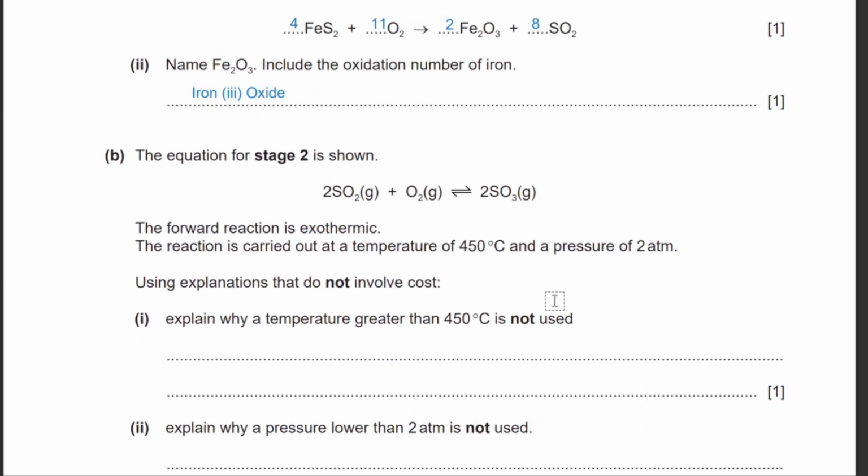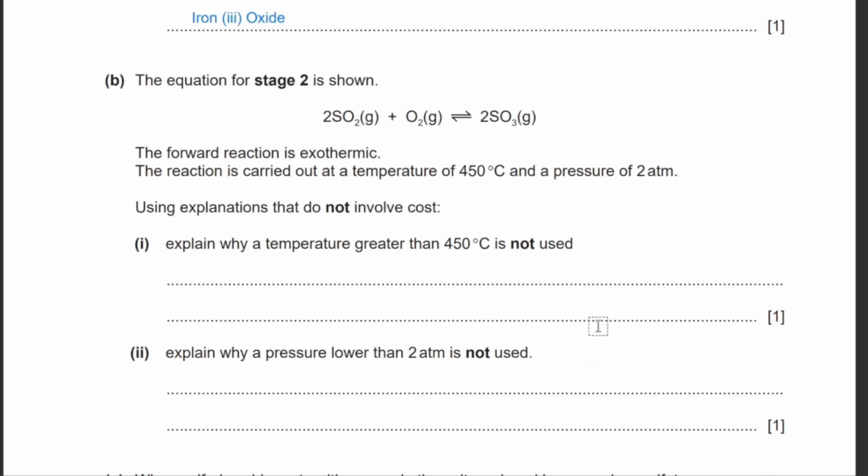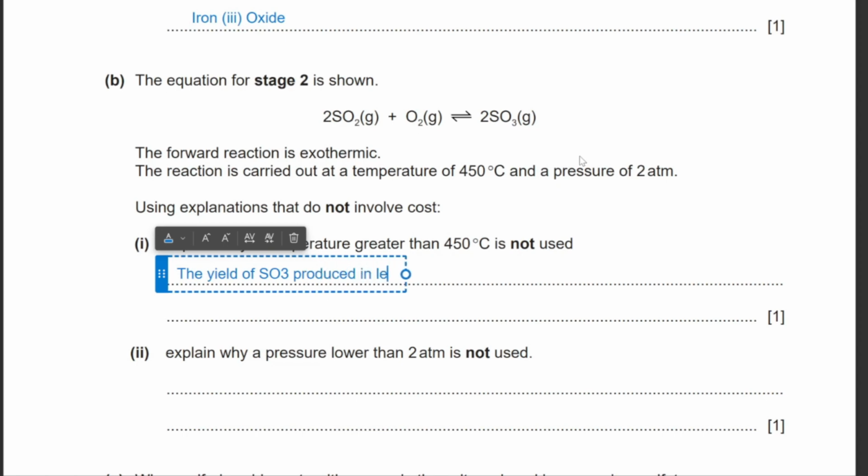The equation for stage 2 is shown. The forward reaction is exothermic. The reaction is carried out at a temperature of 450 degrees Celsius and a pressure of 2 atm. Using explanations that do not involve cost, explain why a temperature greater than 450 is not used. Well, that's because if the temperature is raised, the reaction would shift backwards and produce more oxygen. So we need to keep the temperature steady so it produces more SO3. So we will write the yield of SO3 produced is less.